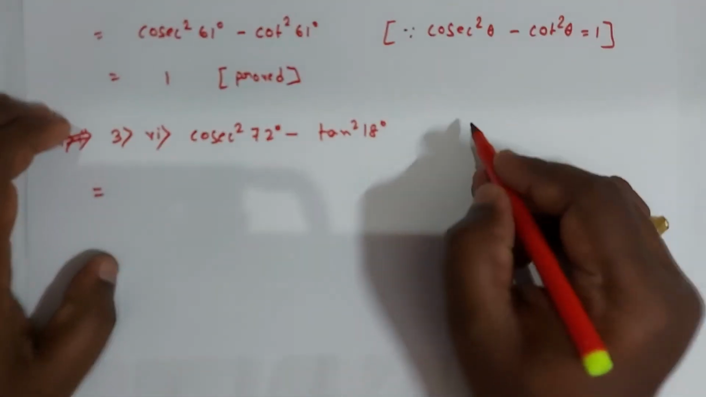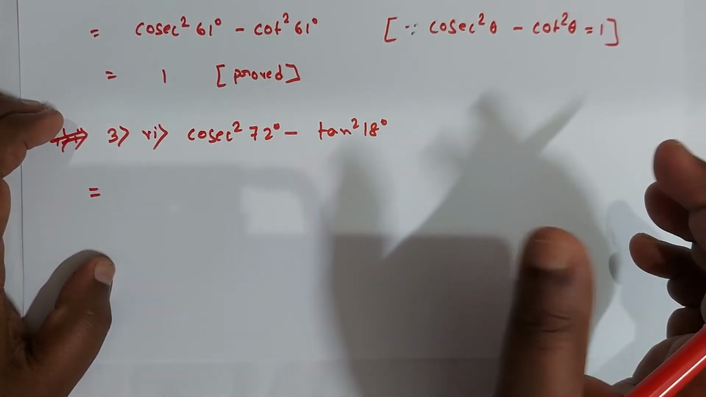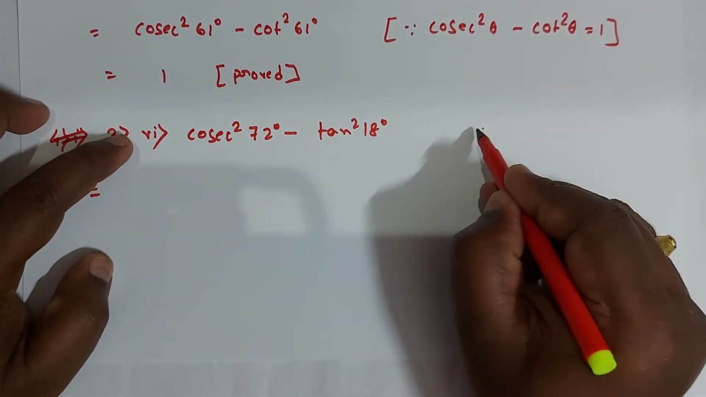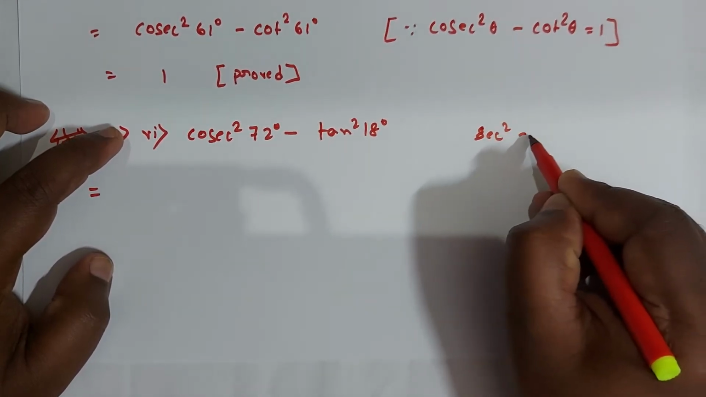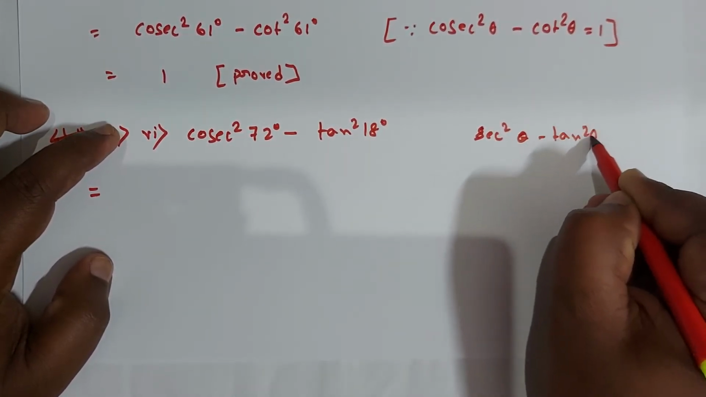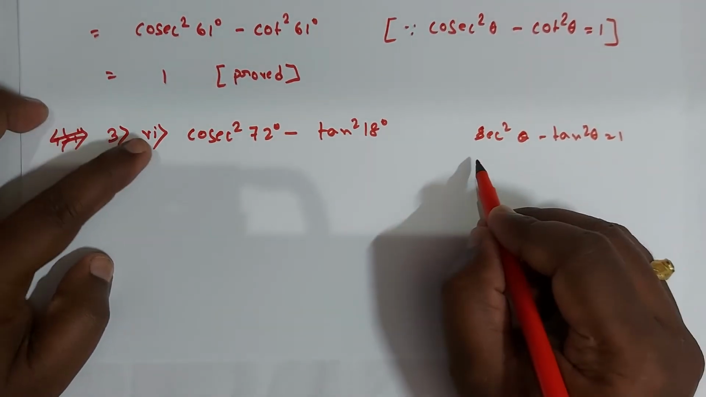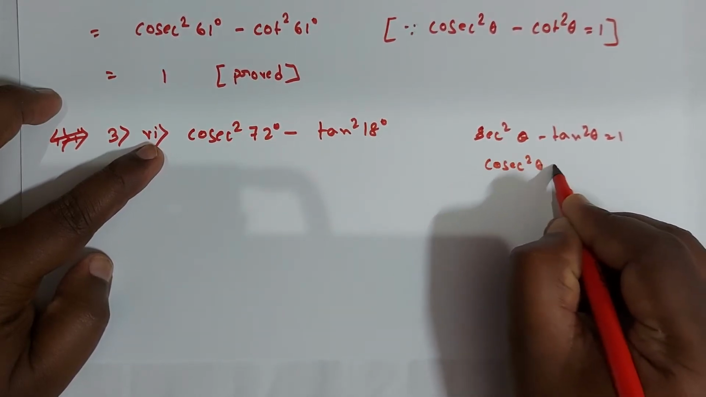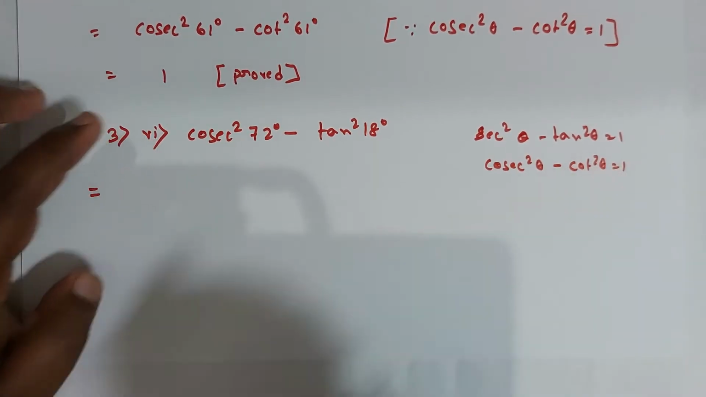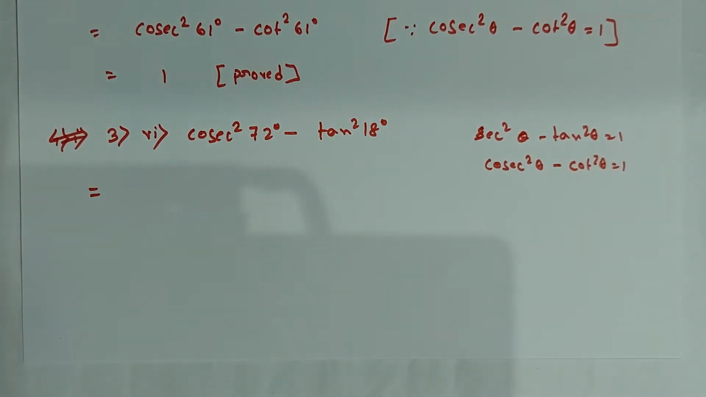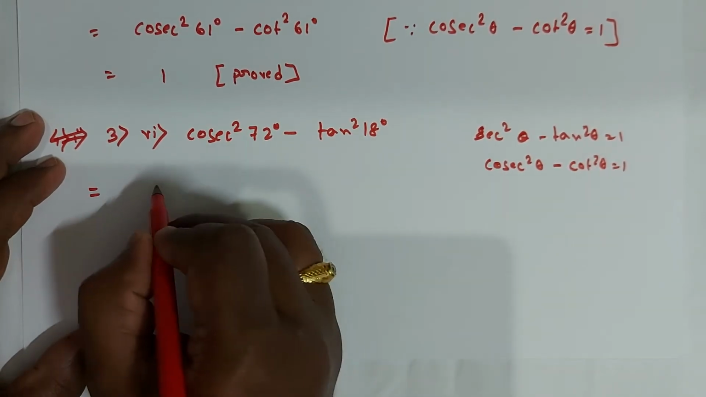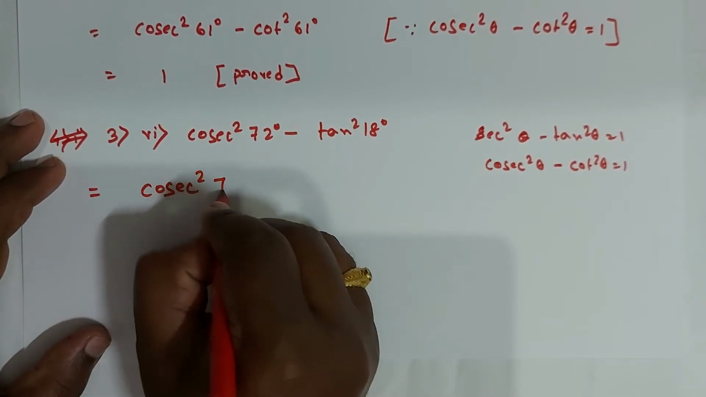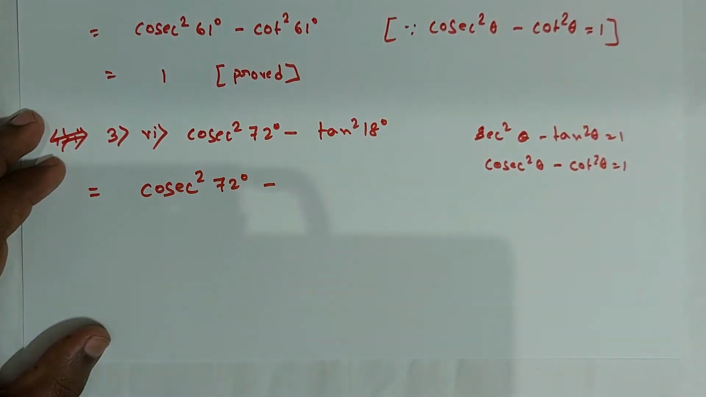So first of all we will see how we will do that. Either we convert cosec into sec theta, so that sec square theta minus tan square theta is equal to 1, or if we convert tan into cot, then it will be cosec square theta minus cot square theta equals 1. Among these two we need to apply any one of them. So cosec square 72 degree. We are converting tan here, so we will keep cosec square 72 degree as it is. Then tan square theta.